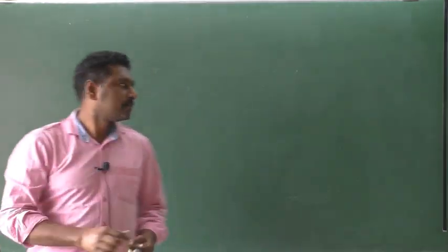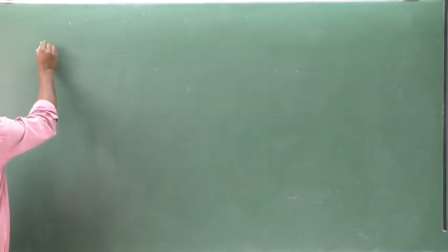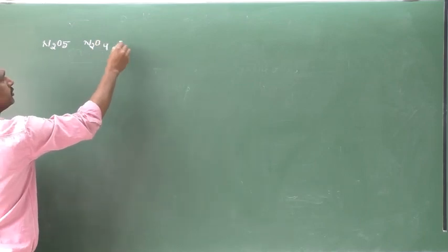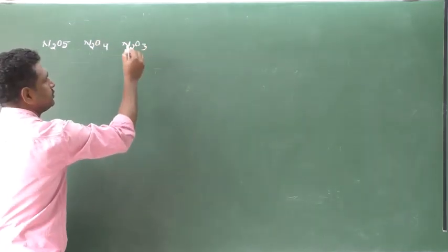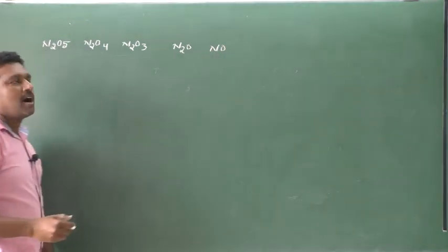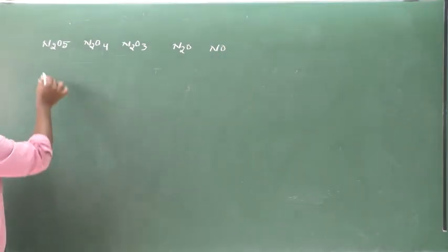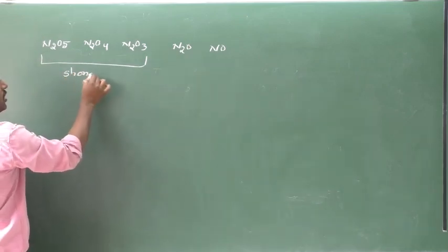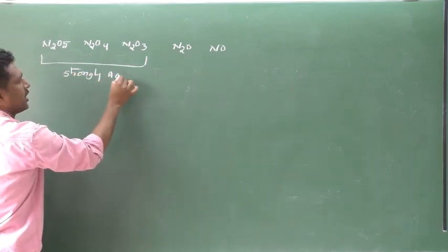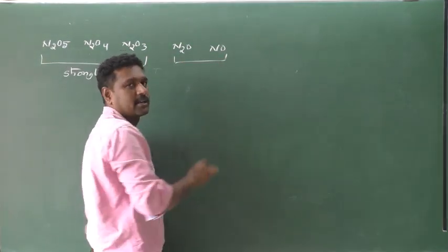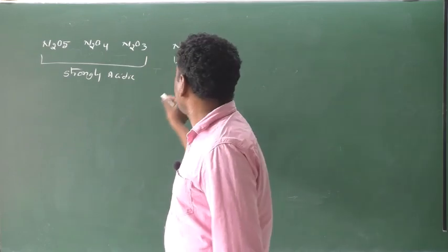First one, nitrogen oxides: N2O5, N2O4, N2O3, N2O, NO. These are the oxides of nitrogen. These three are strongly acidic. These two are neutral oxides.